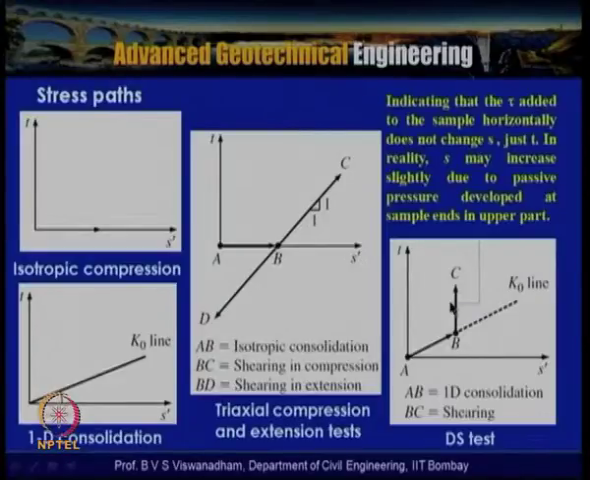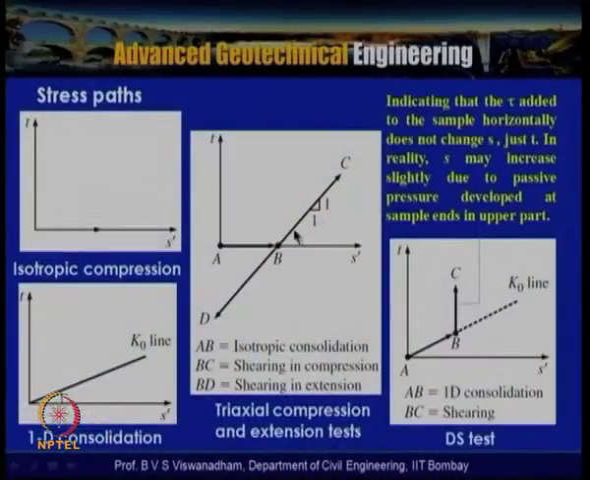In reality, S may increase slightly due to the passive pressures developed at the sample ends in the upper portion of the sample. So this figure, which shows the stress path, indicates that the tau subjected to the sample does not change horizontally with S, but only T is changing. In reality, S may be subjected to a slight increase due to passive pressure developed at the sample ends in the upper part. This is one of the limitations of the direct shear test, which we have discussed earlier.